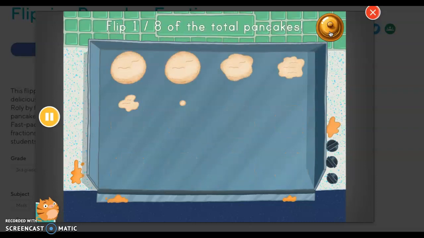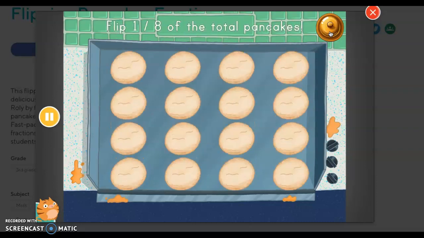So the happy ding, the high-pitched ding, okay? Here's another one. Flip 1/8 of the total pancakes. But there are 16 pancakes, right? So if there's 16, 8 goes into 16 twice. If we're going to flip 1/8, and we're doing the math, 8 into 16 goes 2. 1 times 2 is 2.